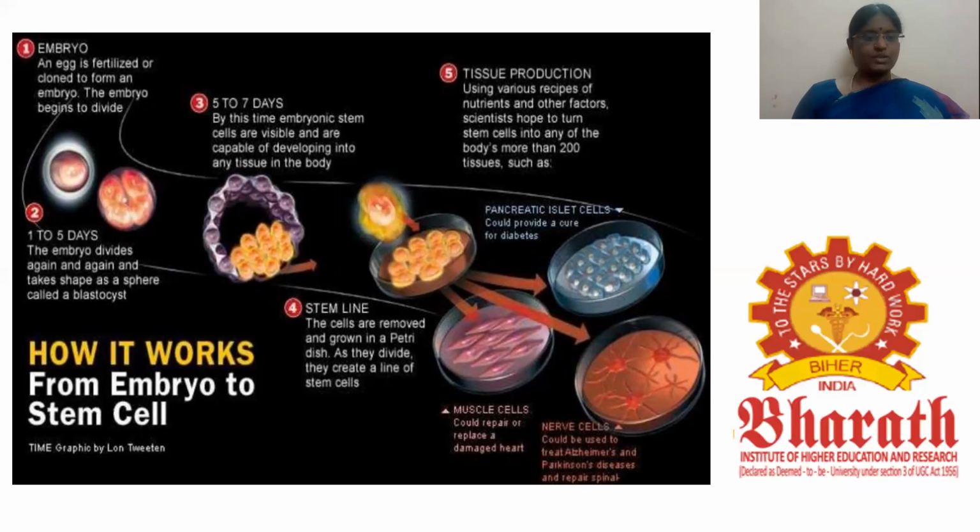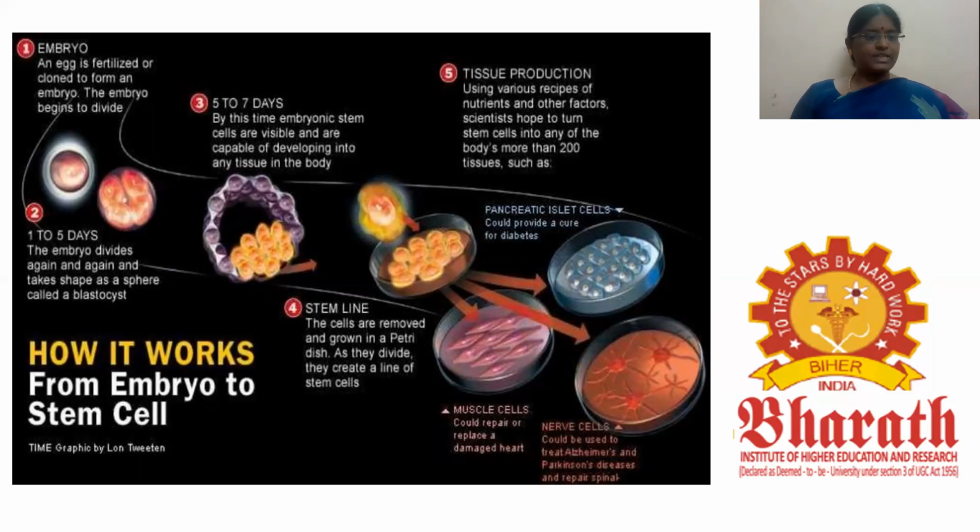So this diagram shows how embryo to stem cell is produced. There are 5 different stages. First one is embryo. In embryo, an egg is fertilized or cloned to form an embryo, which divides to form the 1 to 5 stages of the embryo process.